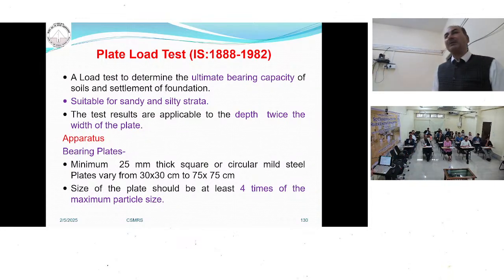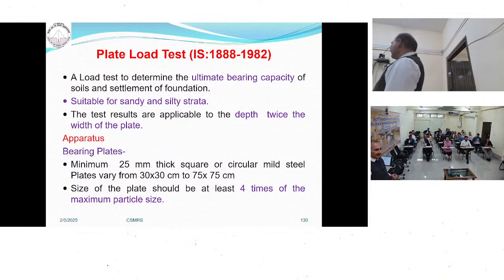Okay, let me tell you. These are the different sizes of plates, from 30 centimeter by 30 centimeter. The size of the plate should be at least 4 times the maximum particle size. Check it with the codes. So depending upon the particle size, we choose the size of the plate. In case of clayey soil, where the particle size is low, we normally use 30 by 30 or 40 by 40. But for sandy strata, which have gradation, we use either 60 by 60 or 75 centimeter plates.